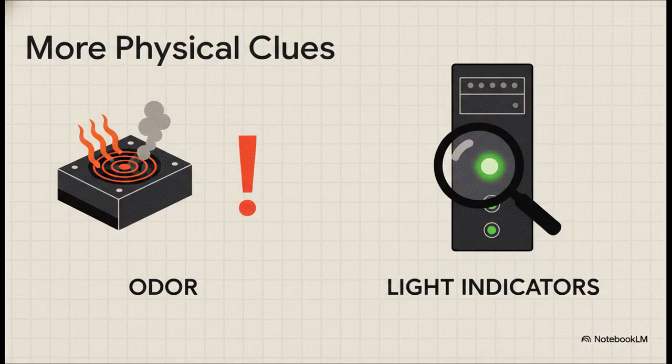Okay, a couple more physical clues. First, odor. If you ever smell something burning, that's not a suggestion, that's an emergency stop sign. Something inside is overheating, maybe even melting. Turn it off immediately. And then there are the light indicators. Those little blinking lights on the case. They're not just for decoration. A certain blinking pattern or a light that's supposed to be on but isn't can be a specific error code. Your computer's manual can help you translate it.